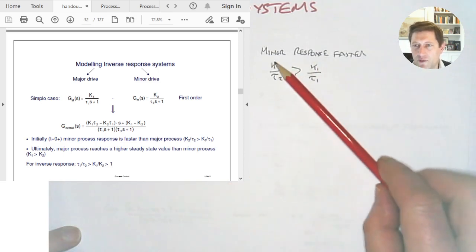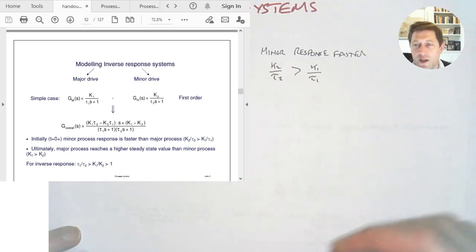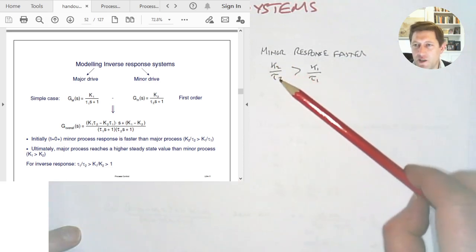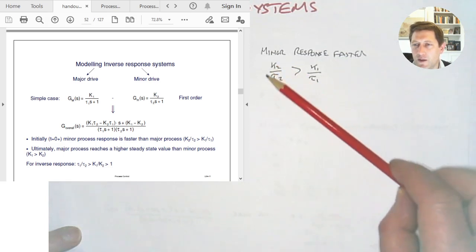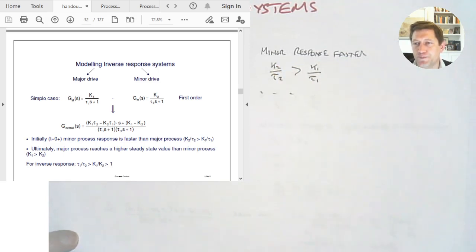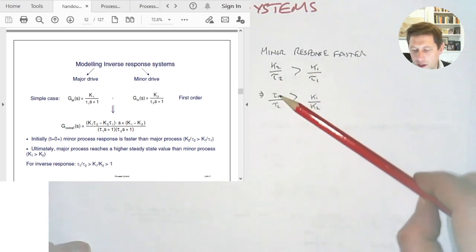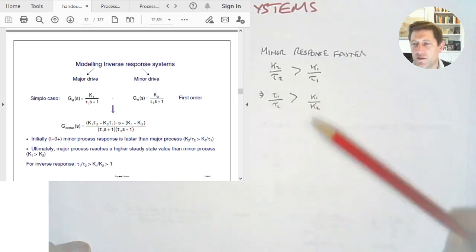And then we also involve the steady state gain, because a fast response with only a very small gain will have little effect on the process. So the parameter K2 over tau2 indicates the speed and significance of that response. So that happens faster than that one. And we can rewrite that by multiplying through by tau1 and K1, and it looks like this, the ratio of the time constants to the ratio of the gains.